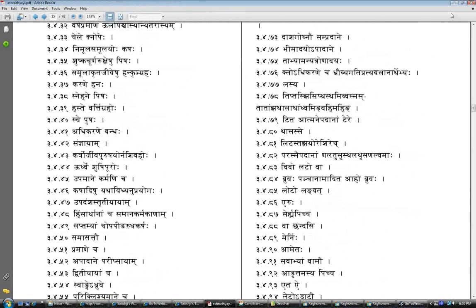So what is the dhatu here? I think the dhatu is pretty easy to guess on this one. The dhatu is ap.